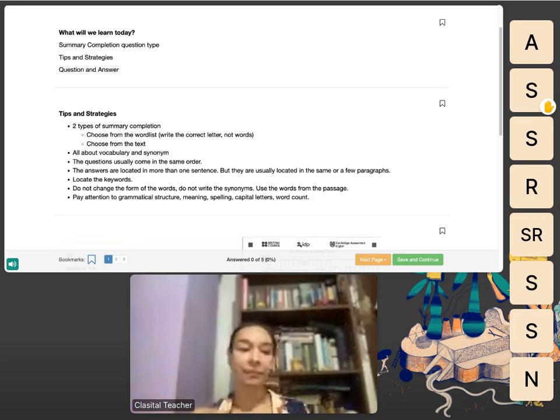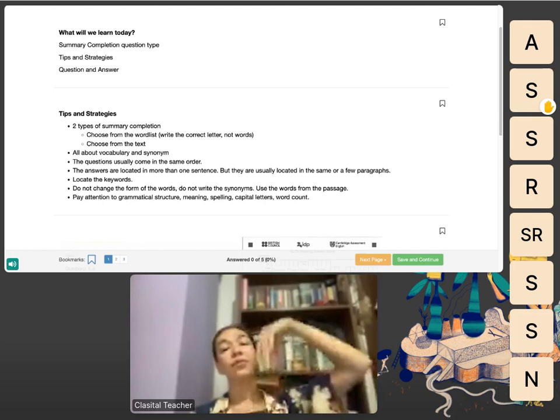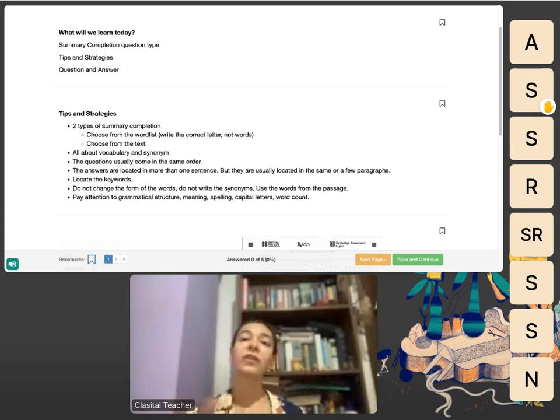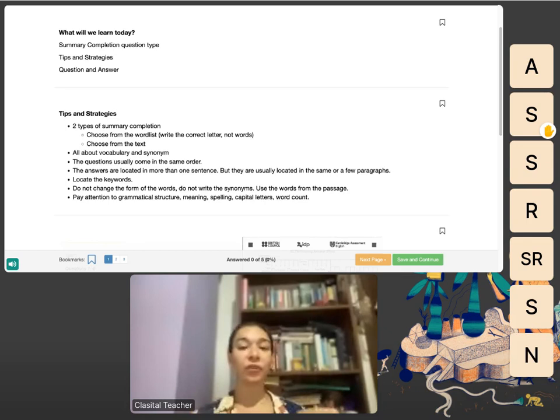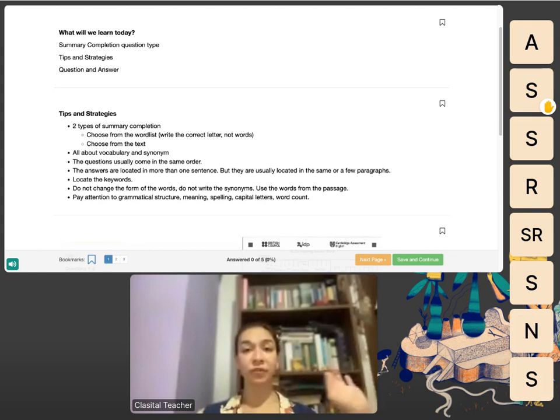We should locate the keywords and look for them in the passage. In this session, I will do it differently so you can learn some new things, but normally you should look for the keywords after reading the whole passage. Do not change the form of the words. Do not write synonyms. Use the words from the passage. Pay attention to grammatical structure, meaning, spelling, capital letters, and of course, word count.